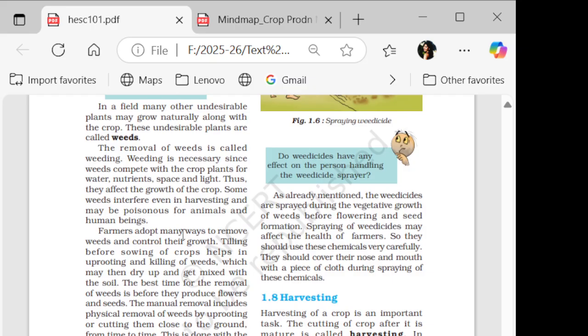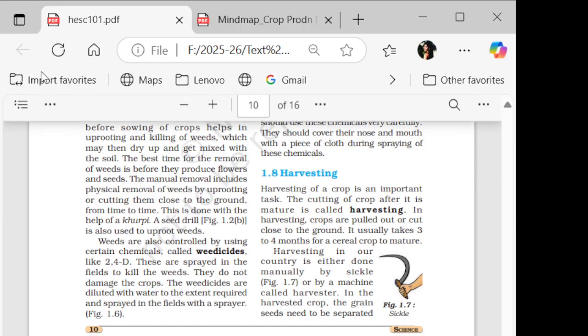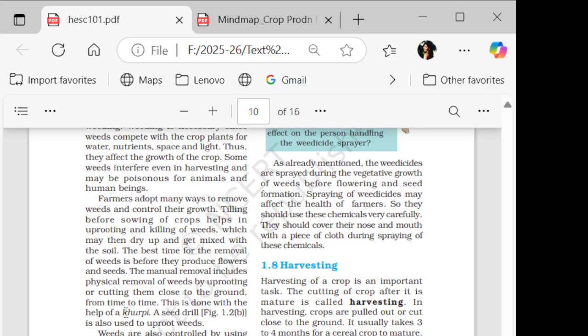And farmers do that. Many times they pull out the unwanted plants manually with their hands. Sometimes they use tools, and sometimes they even use certain chemicals like 2,4-D. It is given over here. See, they use 2,4-D. This is a chemical which actually kills the weeds. So this kind of chemicals are used. Sometimes they even use a khurpi and take out the weeds. Sometimes even a seed drill is used for uprooting the weeds.